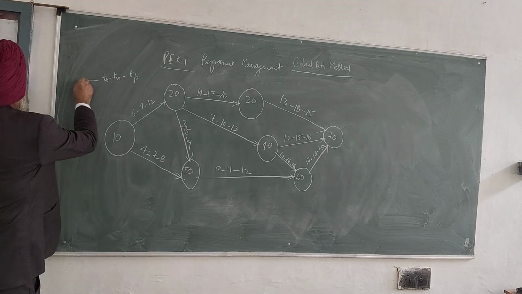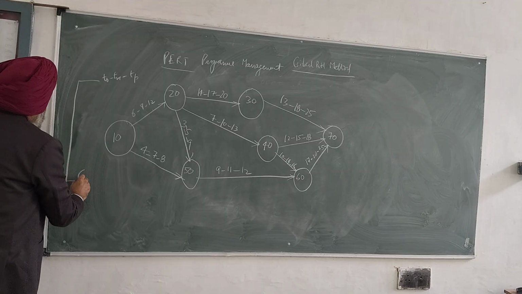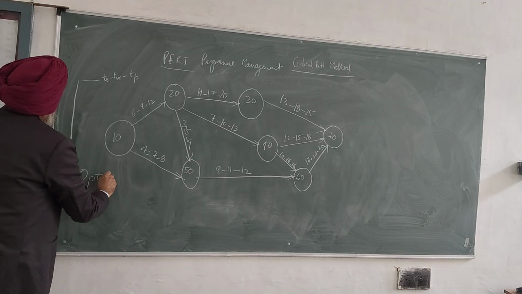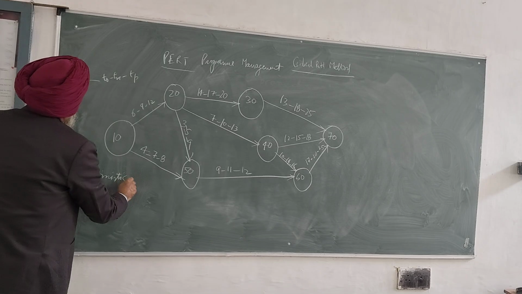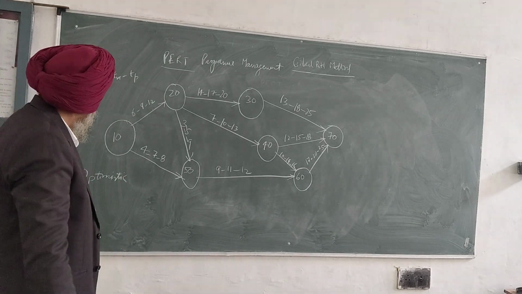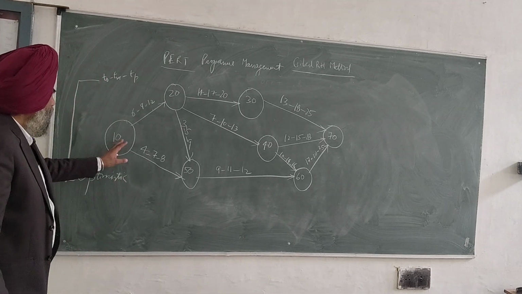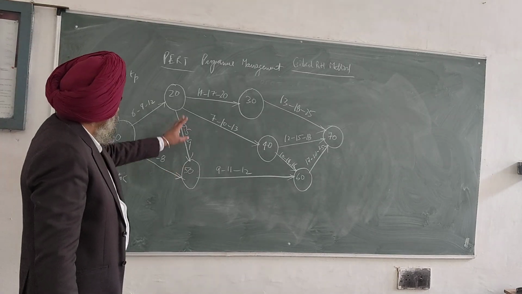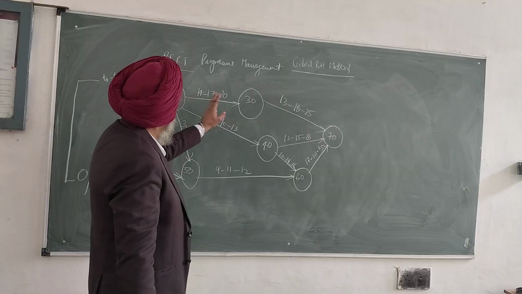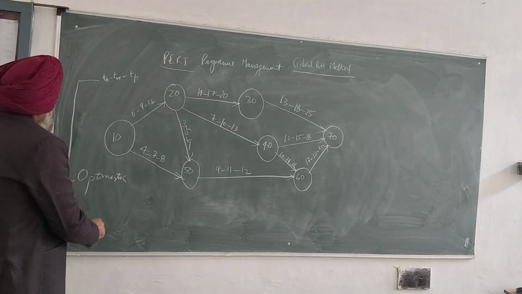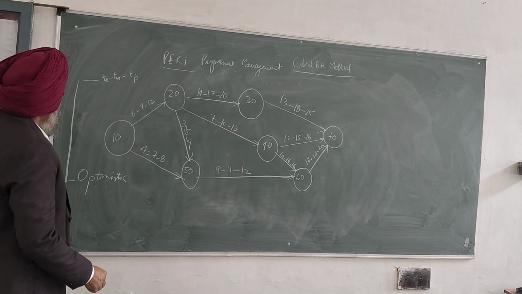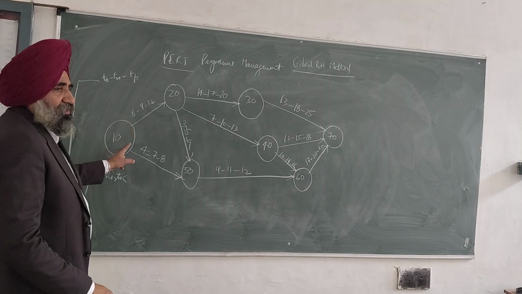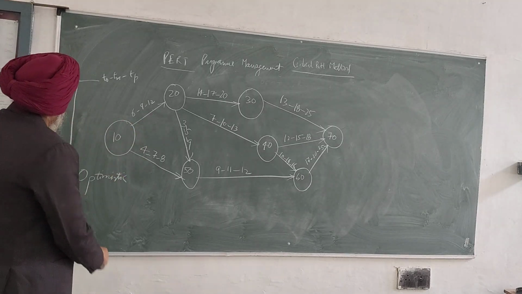What is TO? TO is basically the optimistic time. Let us assume there are 3 workers working on the activity 10 to 20, similarly for 10 to 15, and similarly for the rest of the activities, 20 to 30. So optimistic means this is the minimum time out of the 3. That is called the optimistic time.